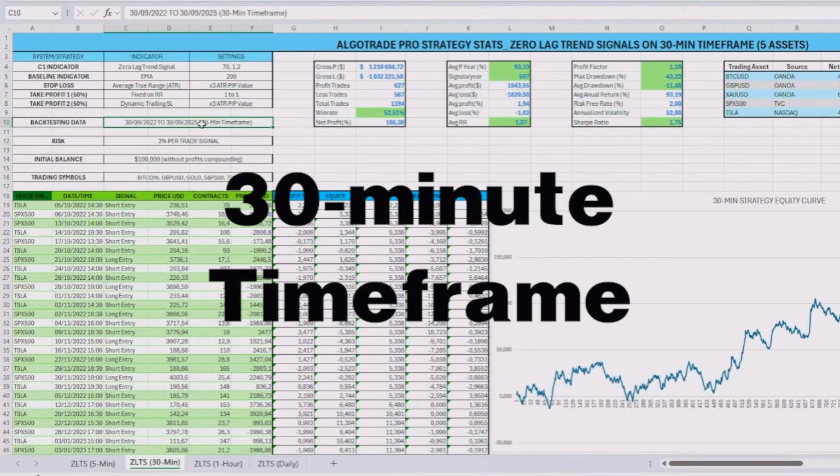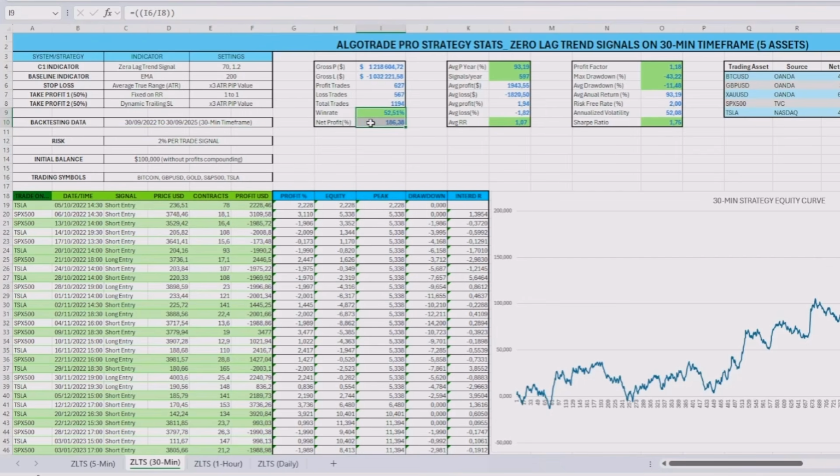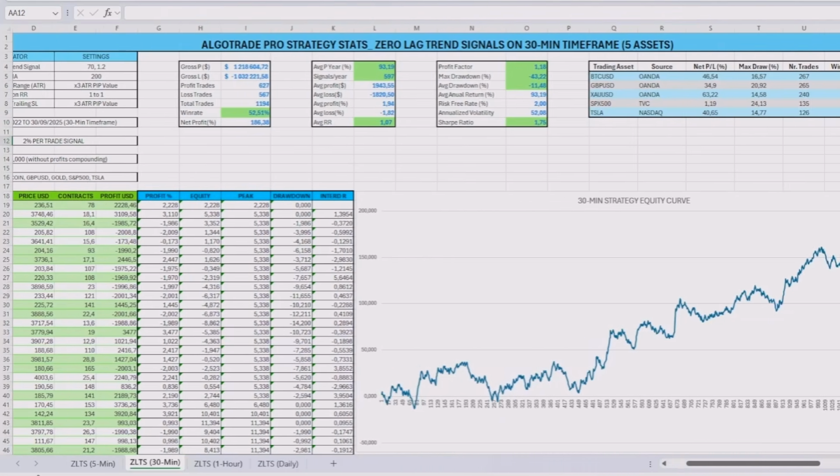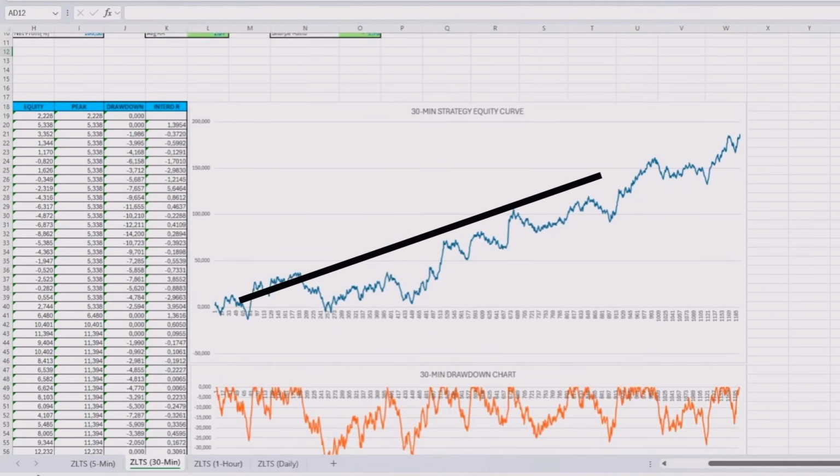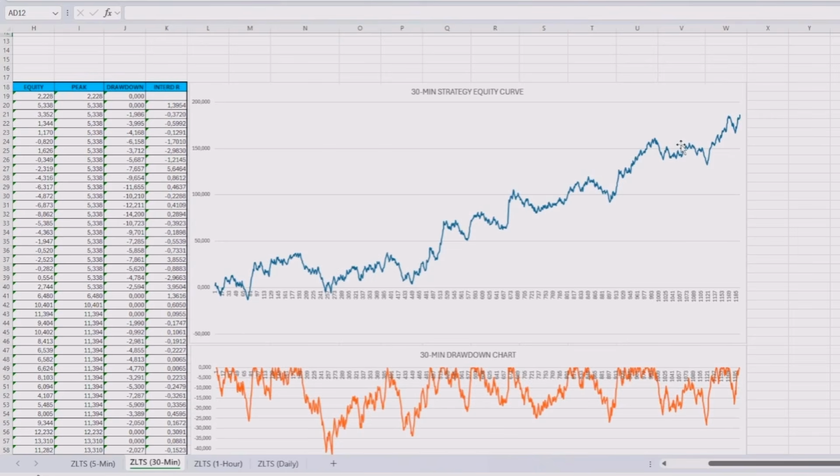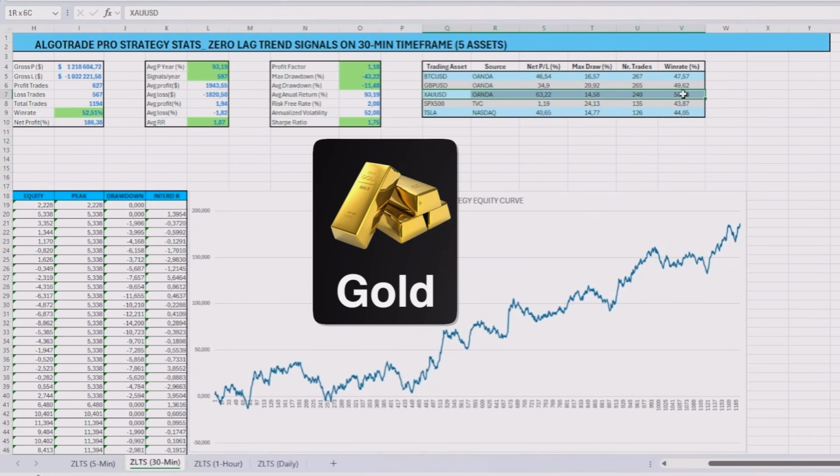Then, on the 30-minute time frame, the performance improved significantly. 52.5% win rate, 186% total profit, and a much smoother equity curve across all assets. Gold was the top performer here.